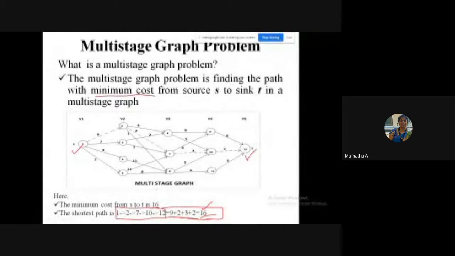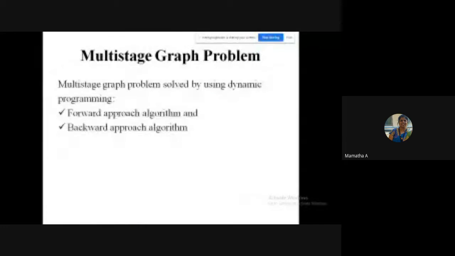I understand. So my multi-stage graph problem is to find the shortest path distance from source node to sink node, S to T. So to do this problem, the approach is dynamic programming, and they use two algorithms. One is the forward approach and the other is the backward approach. Okay. So you have to know both the algorithms.